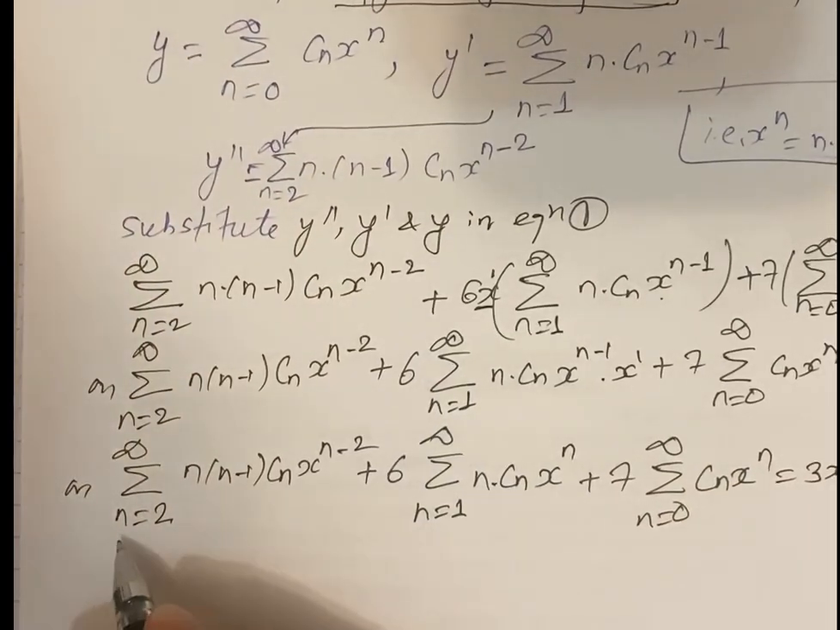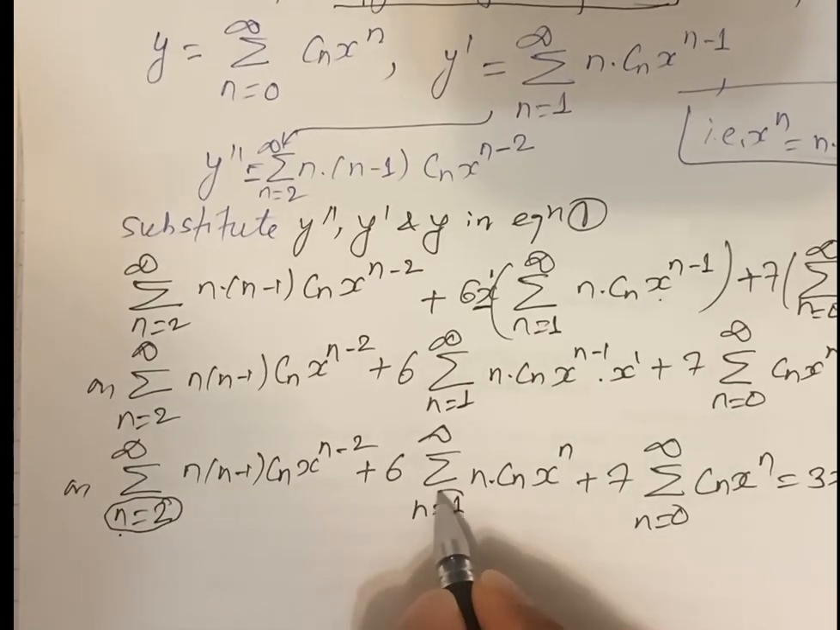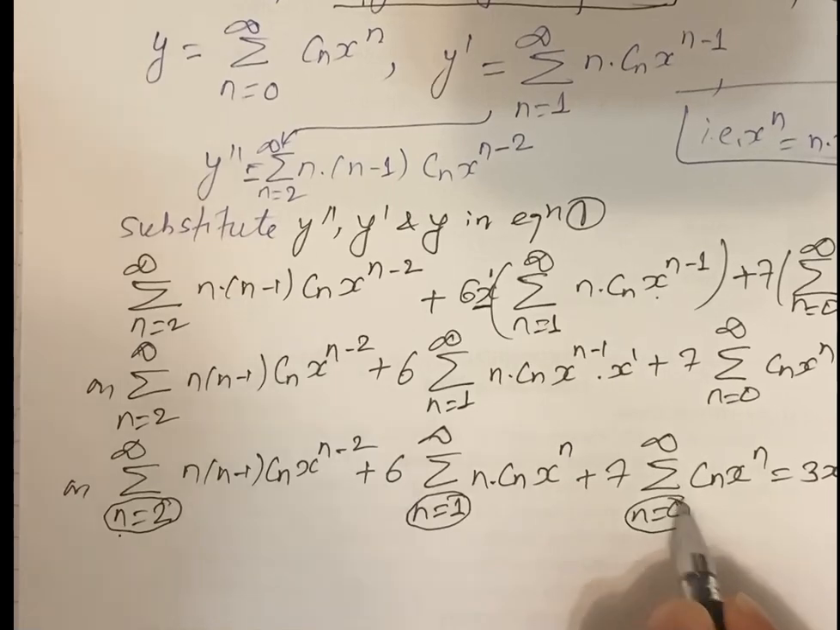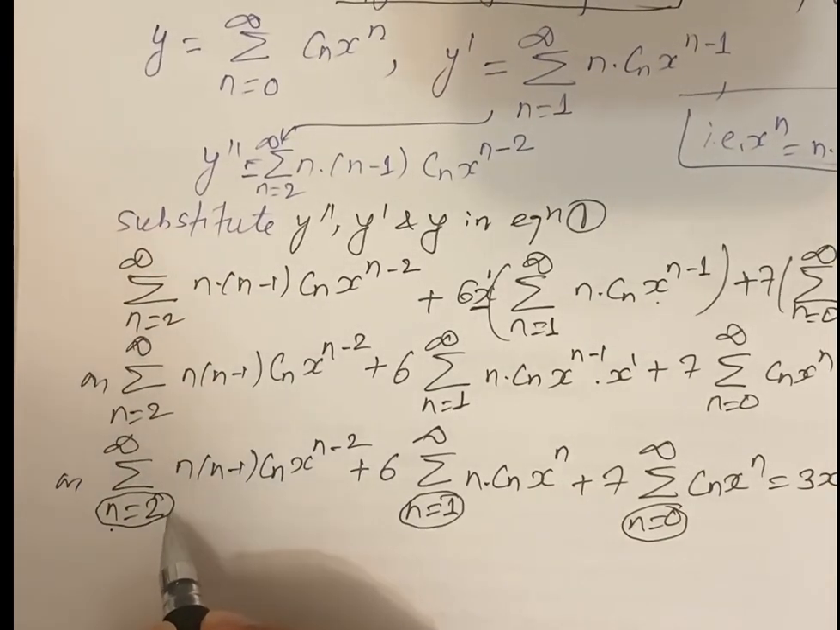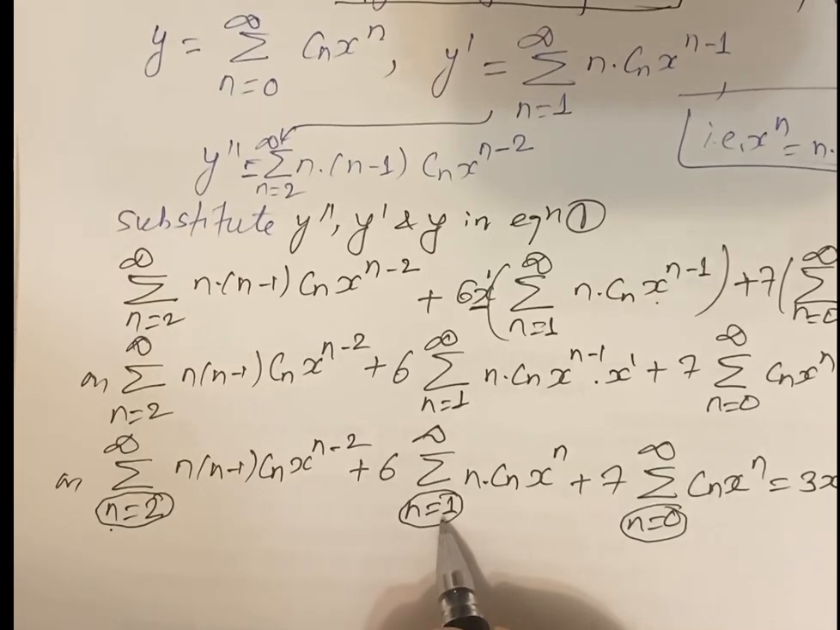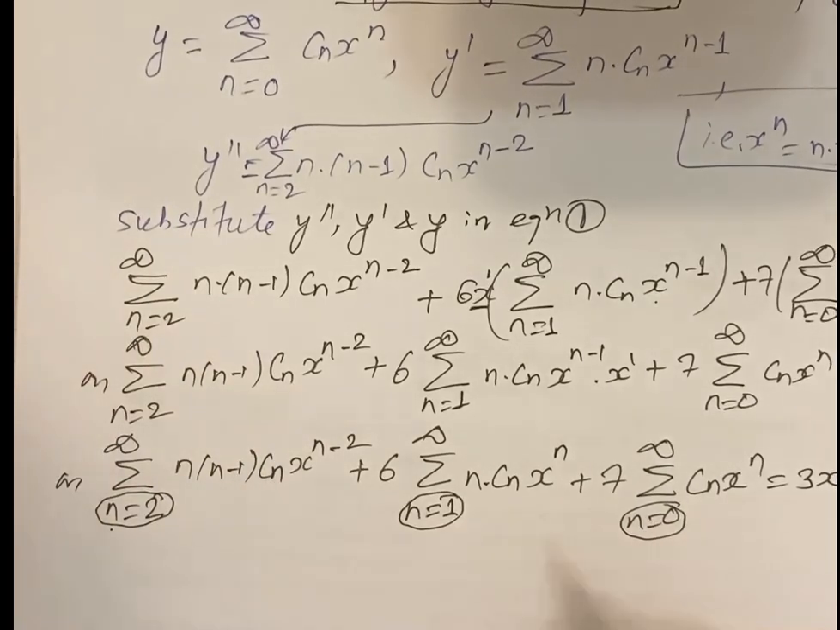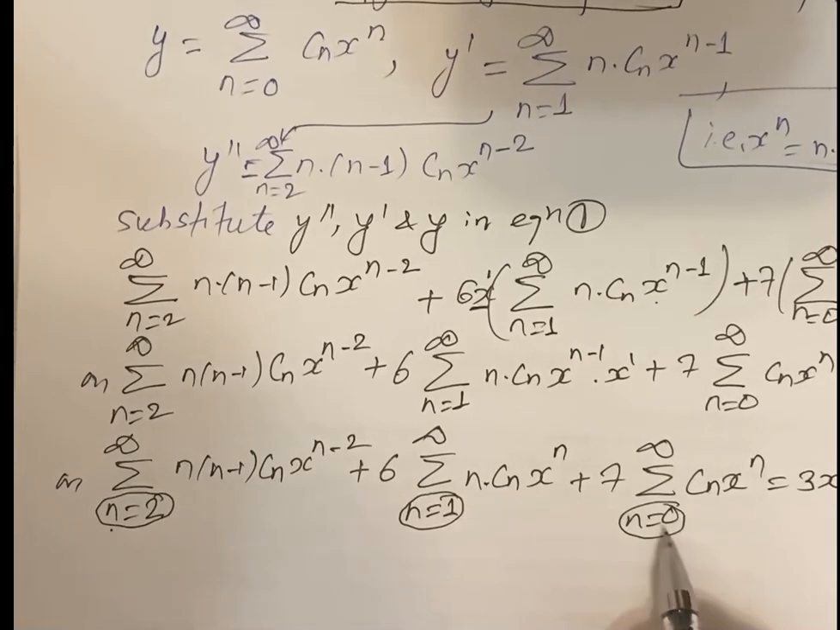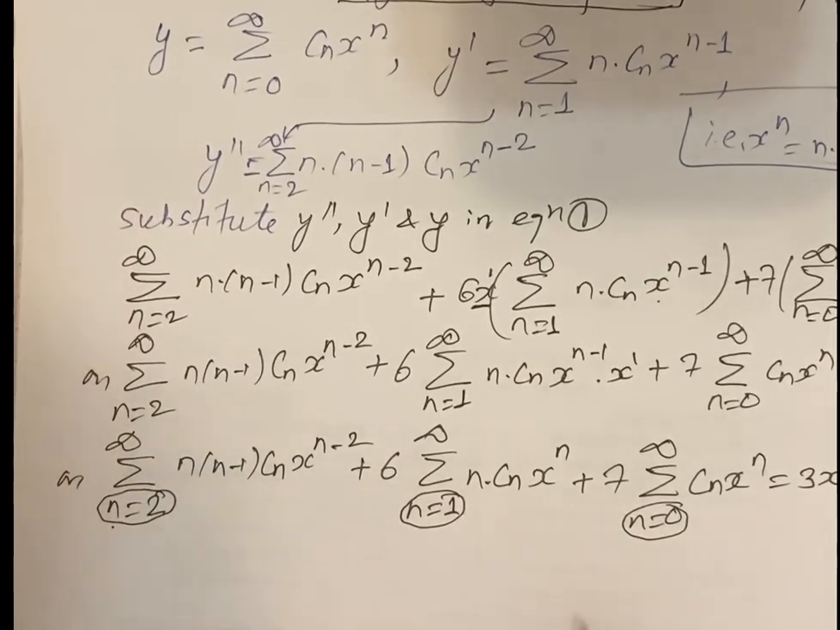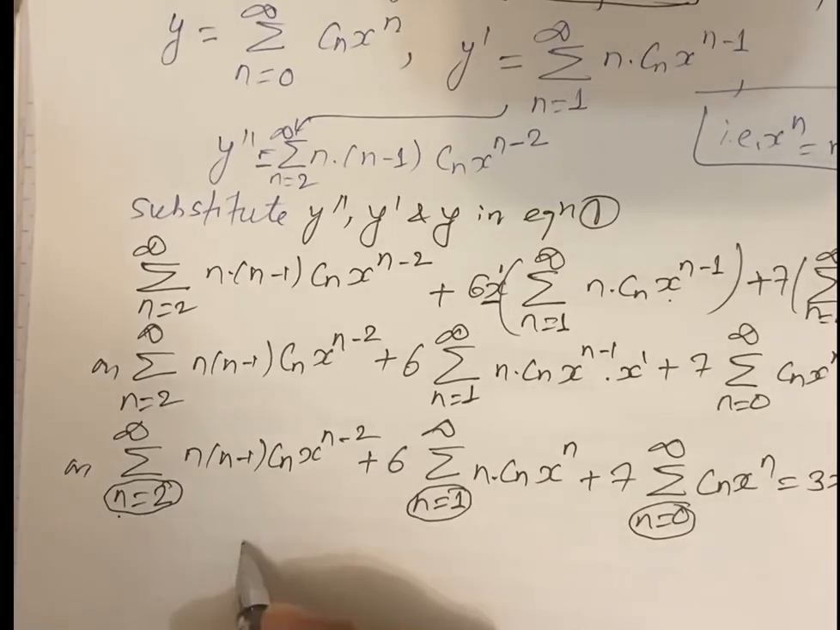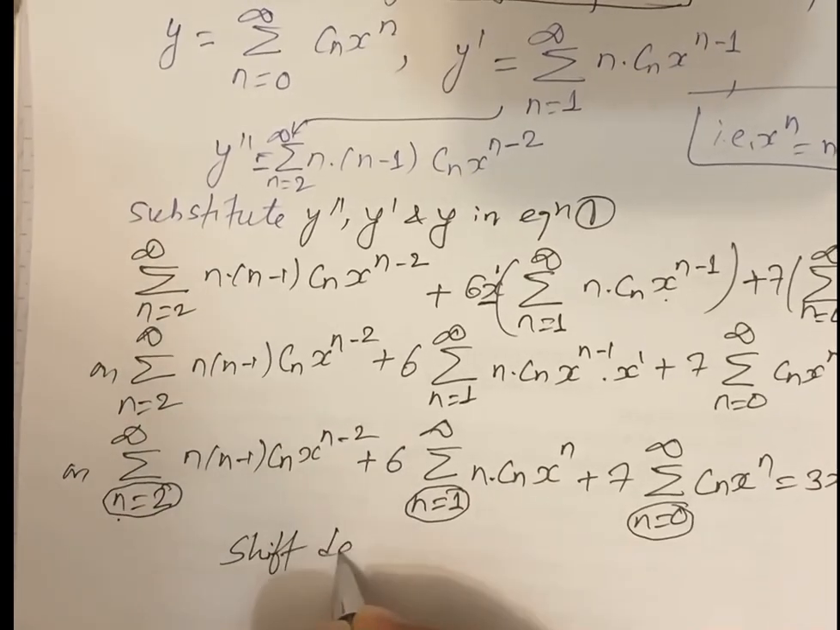Normally we have to see this limit. Here this is n equal to 2, here n equal to 1, and here n equal to 1. In this case we have only two options. Either we decrease this 2 to 1 and 0 and decrease this 1 to 0, or increase this 1 to 2 and this 0 to 2. I think it's quite difficult to increase from 0 to 2. That's why let's decrease the series, which we call shift down.